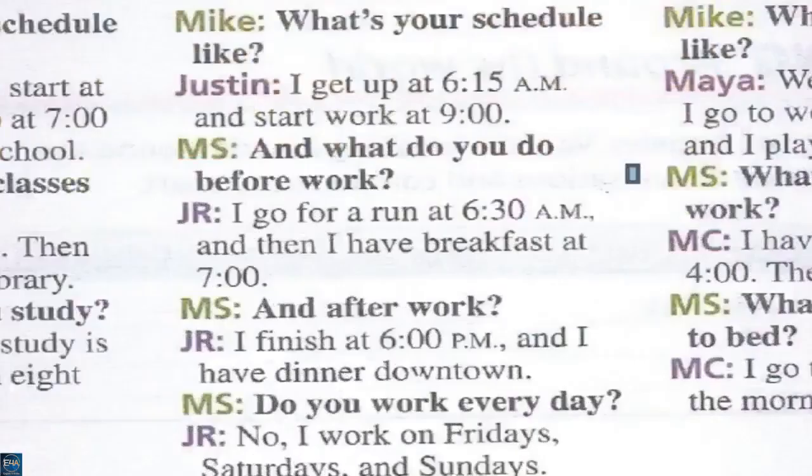Austin Reed, City Tour Guide. What's your schedule like? I get up at 6:15 a.m. and start work at 9. And what do you do before work? I go for a run at 6:30 a.m. and then I have breakfast at 7. And after work? I finish at 6 p.m. and I have dinner downtown. Do you work every day? No. I work on Fridays, Saturdays, and Sundays.